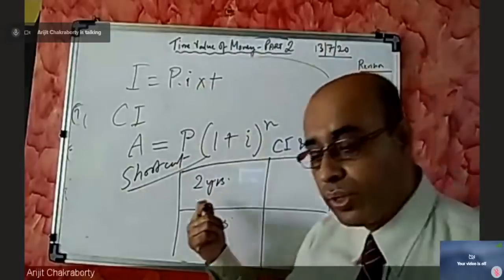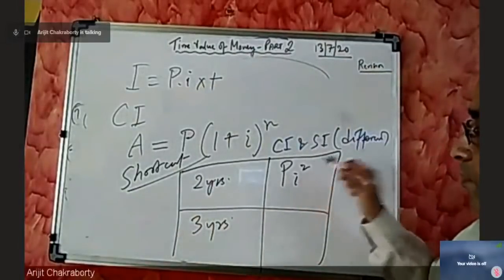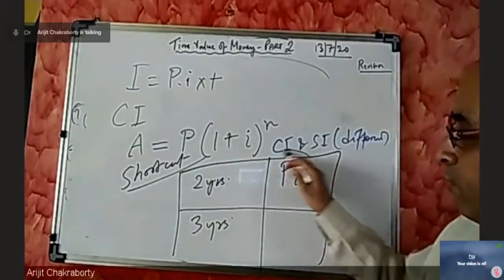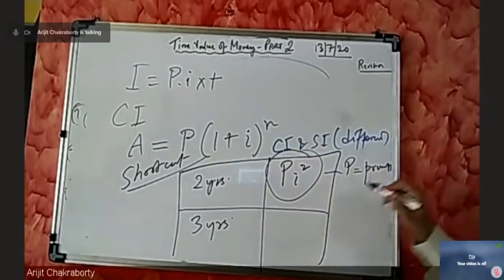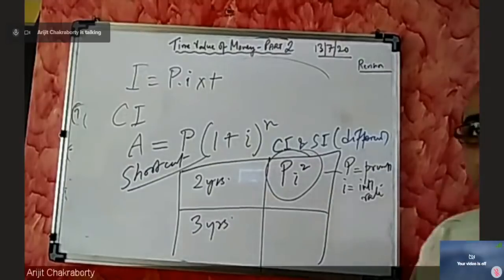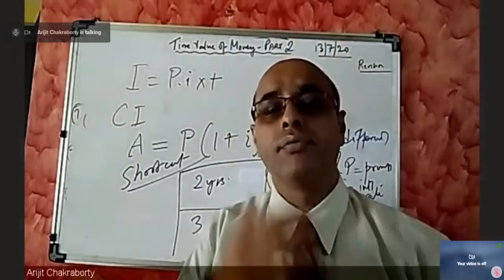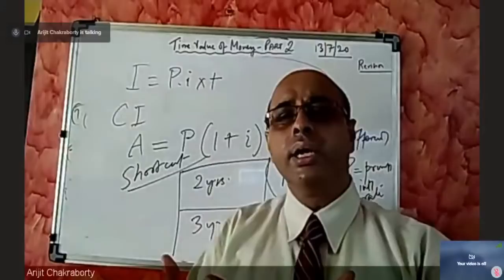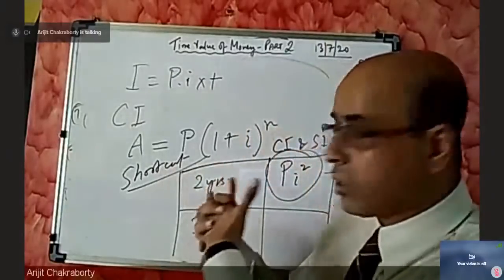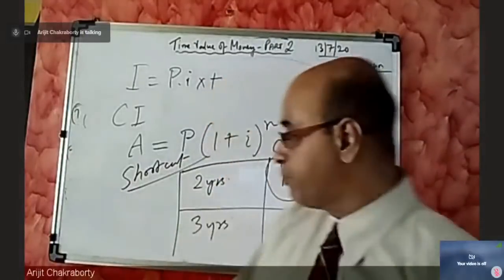Please note, for 2 years, the formula is P into I square. Right? Very important formula, where P is the principal and I is the interest rate. This is very important. It is given in the study material. Thanks to the Institute of Chartered Accountants of India for including this formula in our study material. Very useful shortcut for calculating the difference between the compound interest and the simple interest, where P and I are given.